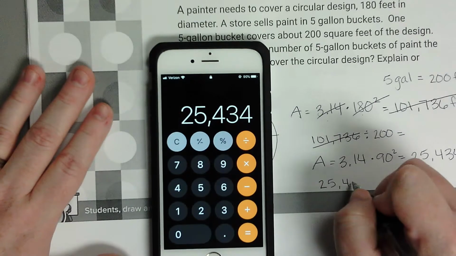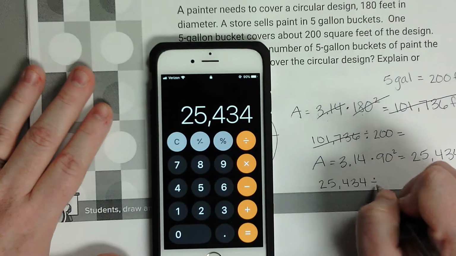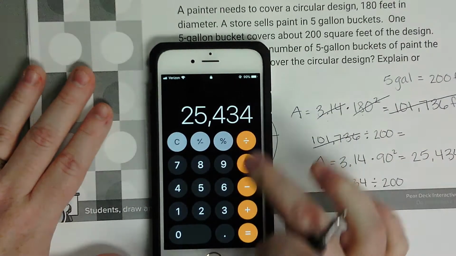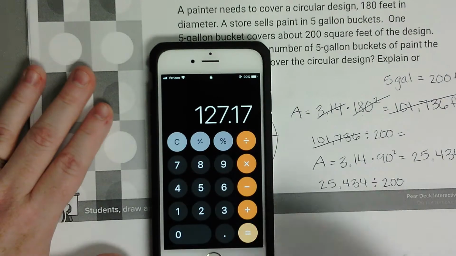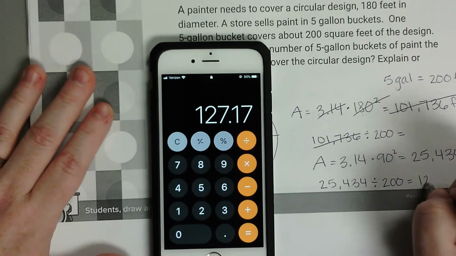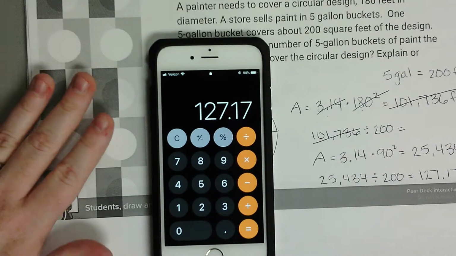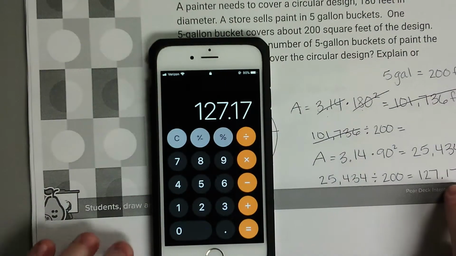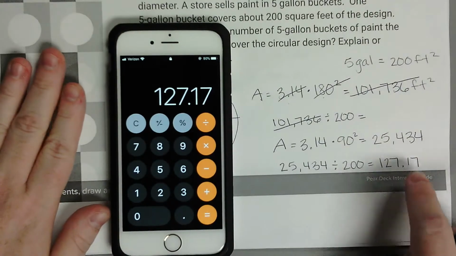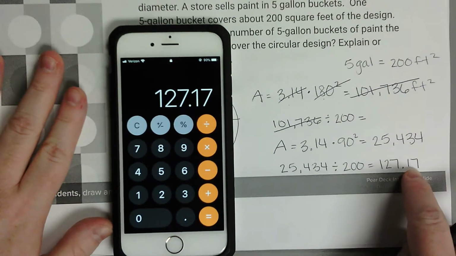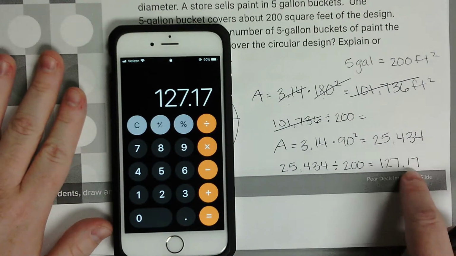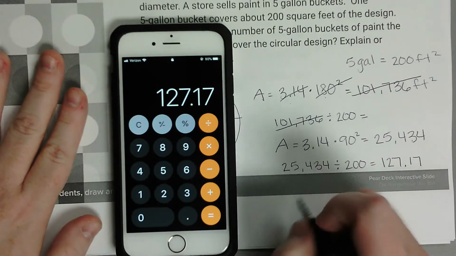And we're going to do the same step. We need to divide it by 200 to figure out how many gallons we need. So I get 127 and 34/200. Can I have a partial bucket? No. So the least amount of buckets I can buy is 128 buckets.